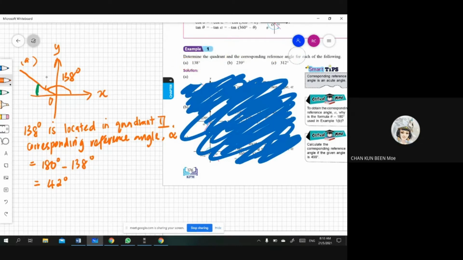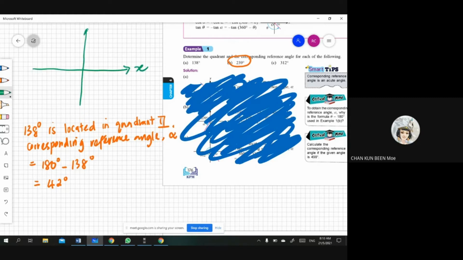Okay, the second question is 239 degrees. Before we do anything, the best thing is to draw your graph. Okay, 239 degrees. Draw the graph, label X, label Y with the origin. Move your angle, 239, this is 90, 180, okay, 239, somewhere here. Draw your line. Okay, now, can you tell me 239 is in which quadrant?